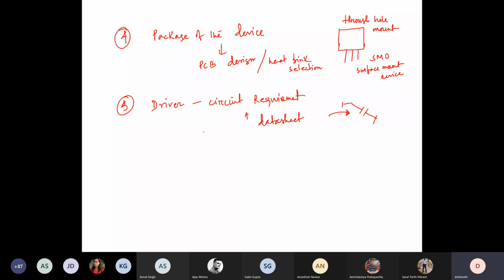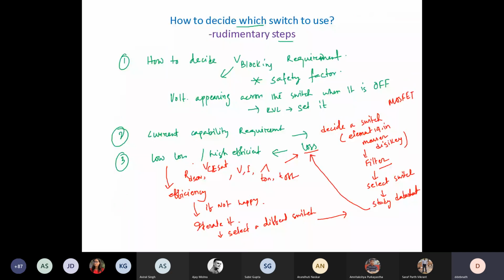And there are some other minute things also which let us not discuss. Maybe if time permits, we'll come back and we'll discuss. But these are the basic requirements. You decide first what is your voltage requirement, what is your current requirement, how much is your loss coming in, whether you're happy with it or select a different switch. Then package is also very important because finally you have to mount the device on your PCB, right, to get a compact solution.